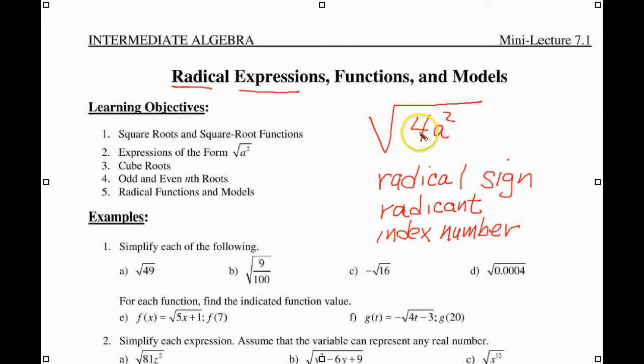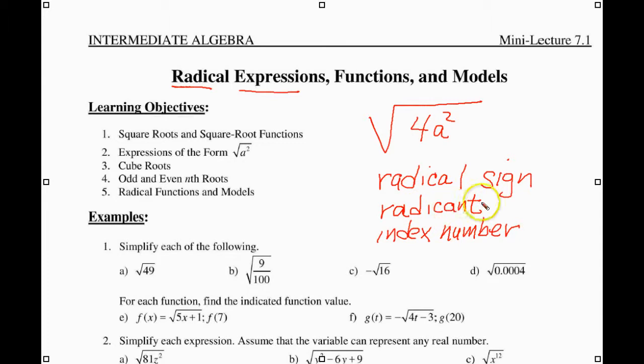So right now I've put 4a squared under the radical sign. Now keep in mind the radical sign is also a grouping symbol. Things that are under it are taken together, and it tells you to do something. This is an operation sign as well. It says take the square root, in this case, of this radicand.